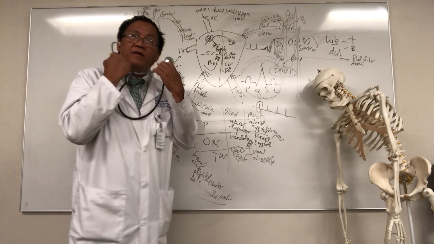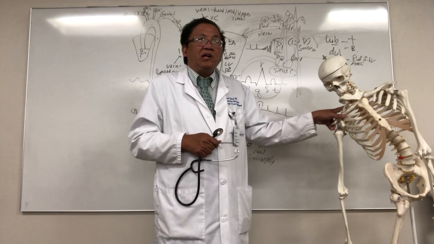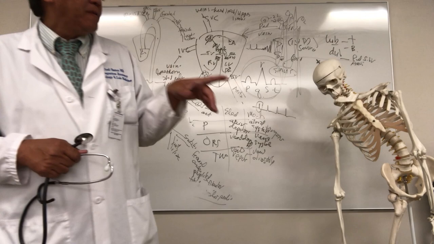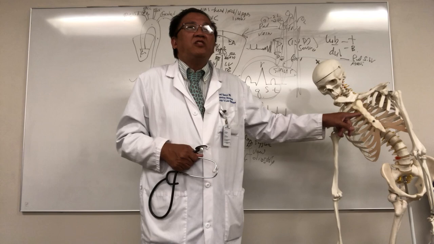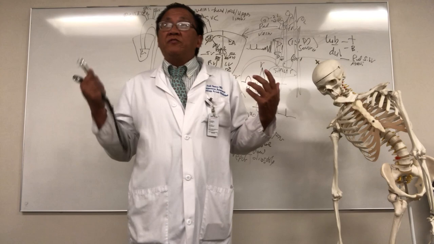I want you to write this down. This might come out in the midterm or the finals. If you want to listen to the aortic valve, write this down. The aortic valve can be auscultated. Auscultate means to listen with the use of a stethoscope. You know what's auscultation? A-U-S-C-U-L-T-A-T-I-O-N is auscultation. The use of the stethoscope to listen to the sound.